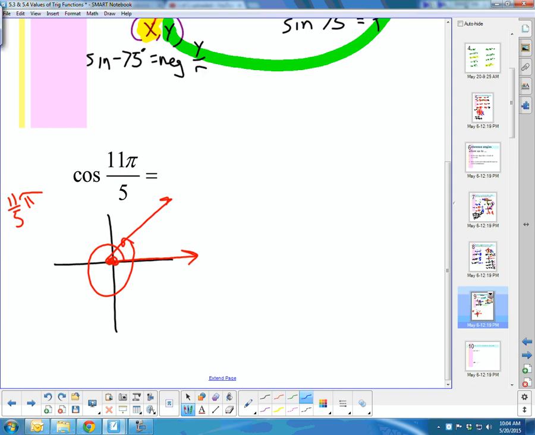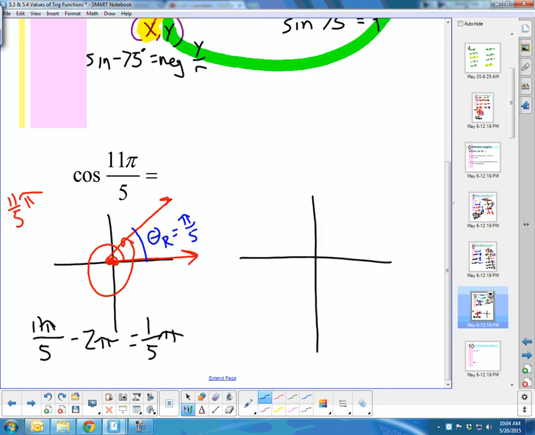My reference angle will be this measurement here, which means I can say, well, how far past 2 revolutions did I go? So if I take 11 pi over 5 minus 1 revolution, minus 2 pi, so that's 11 pi over 5, really minus 10 pi over 5. And that's going to give me 1/5 pi. So that's my reference angle. My reference angle is pi over 5.